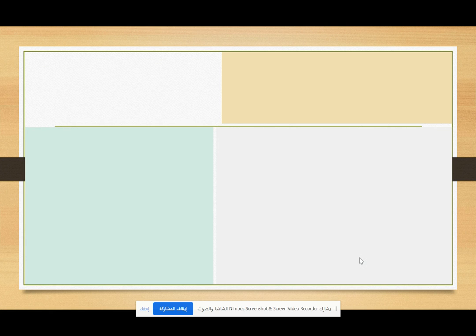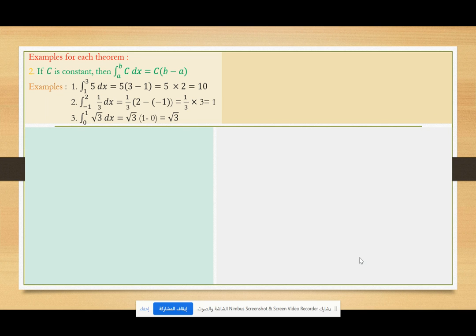The next, we are now going to discuss other theorems individually. Let's now go to theorem number 2. If C is constant, then the integration from a to b for that constant value in terms of dx will be equal to, keep that constant outside as it is and multiply it by b minus a. Let's have examples to understand this theorem more.